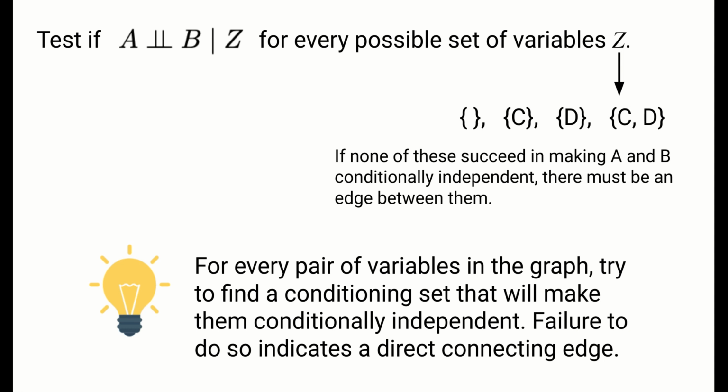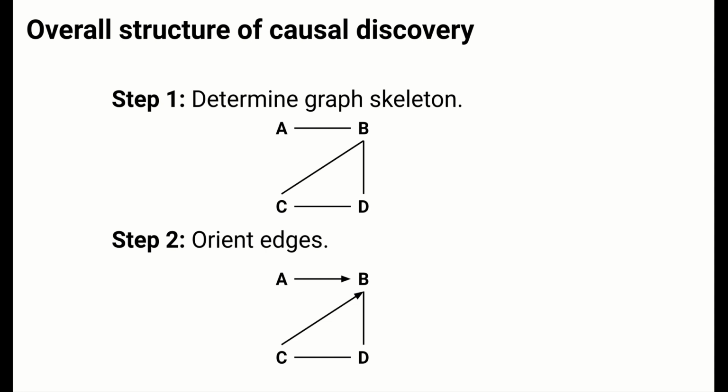This series of conditional independence tests is how we make the skeleton of the causal graph. We try these conditional independence tests for every pair of variables. We've discussed the first step, building the graph skeleton. Now let's discuss how we could orient edges.